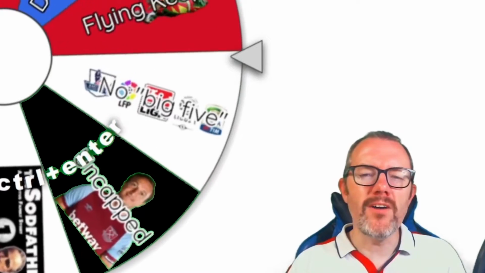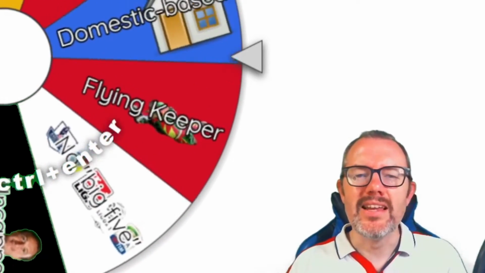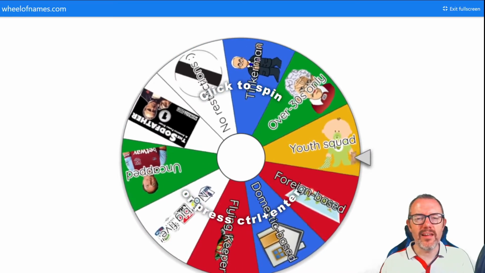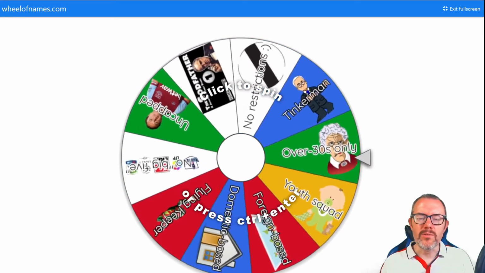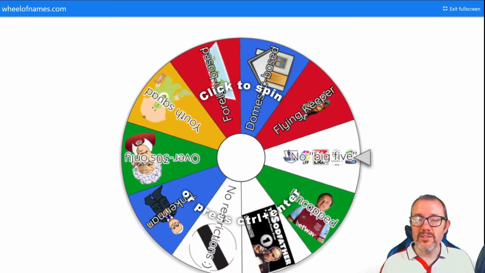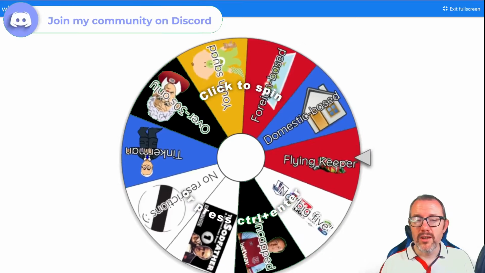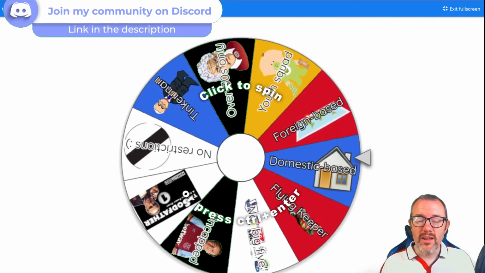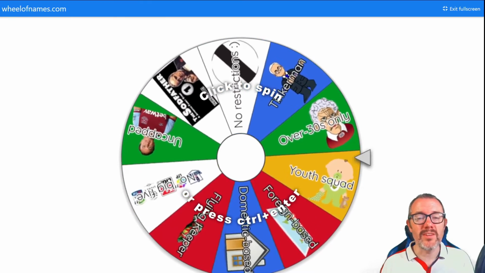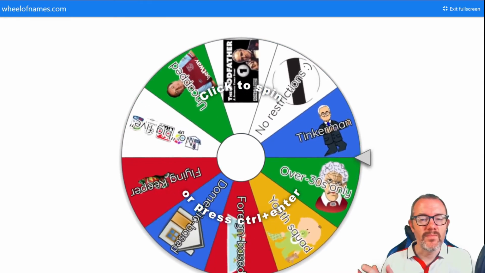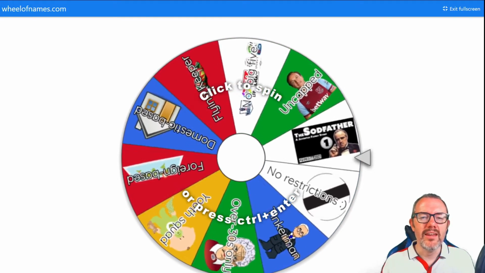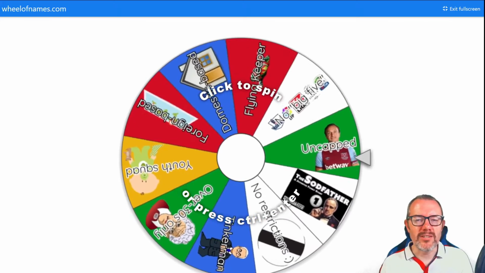Likewise, no big five. That would mean no players can be picked from those big five European leagues: the Premier League, La Liga, Serie A, Bundesliga, Ligue 1. We'd have to manage without players in those top flights. You also see a couple of age-based ones there. So we've got youth squad, over 30s only. So youth squad, if that came up, I would have to pick a team that would be eligible for that continent's youth championship. So if we're playing the Euros and that comes up, I'd have to pick an under-21 squad. If we're playing the Copa America, I'd have to pick an under-20 squad.